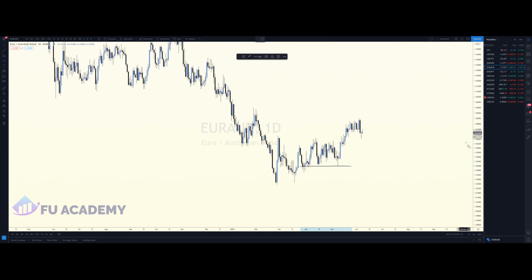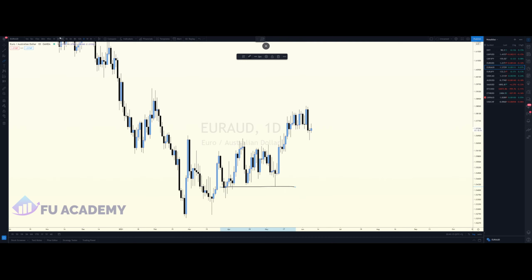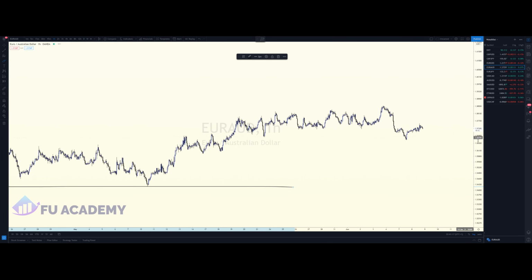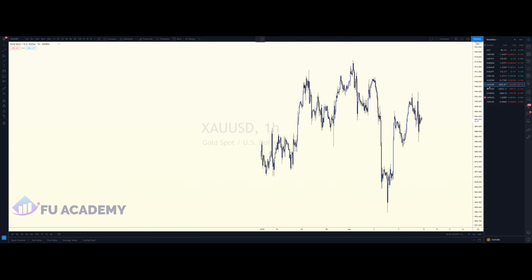So this was set up right here. We're at break even. We're up nearly like 25 pips. So yeah, we're at break even at this trade right here.